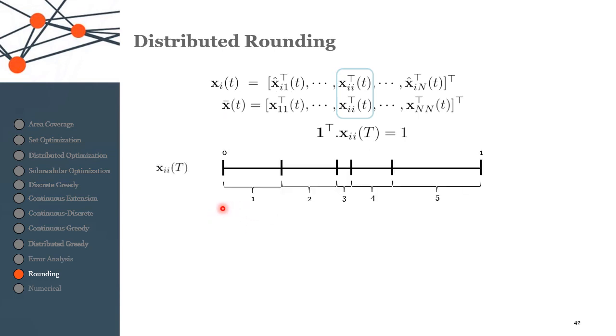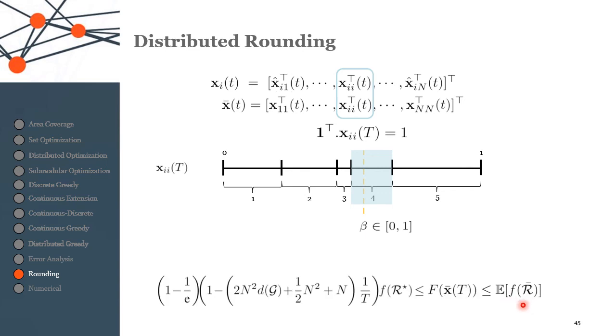What we propose is considering an interval between 0 and 1 and dividing that interval into subintervals, each of them equal to one entry of x_i. Then agent i generates a random beta between 0 and 1 and locates where it lands in the interval. Based on where beta lands, agent i says, okay, I'm going to make that entry of x_i to be 1 and the rest are going to be 0. And that's going to be my strategy. Essentially, each agent is choosing randomly its own local strategy set, and when we put it all together for all agents, we get R bar, and the expected value of this rounding is going to be more than f of X bar of T, for which we had the optimality gap.